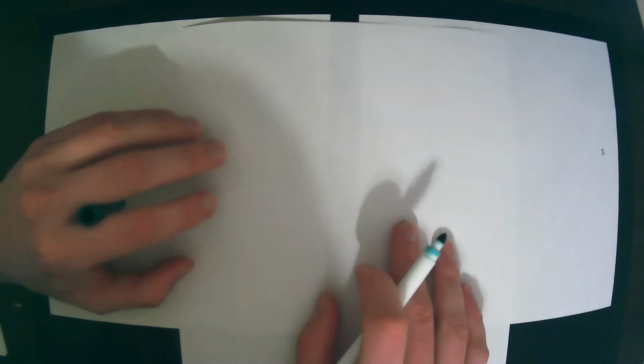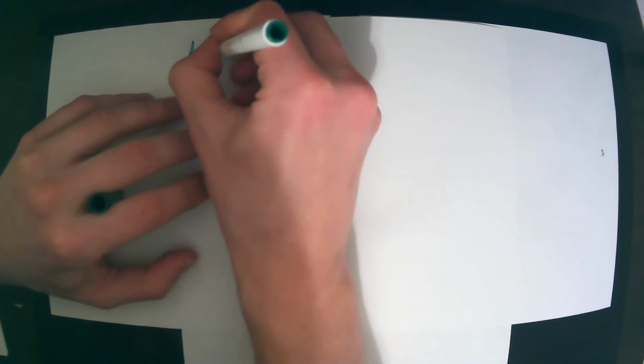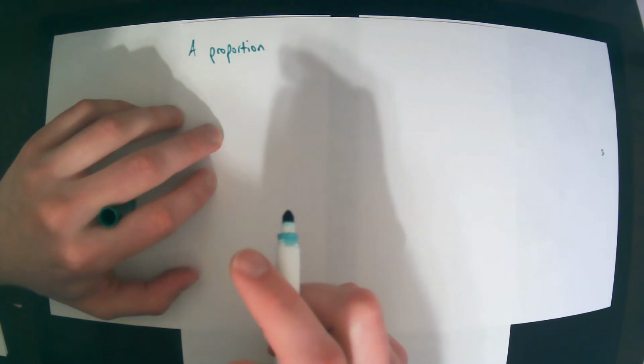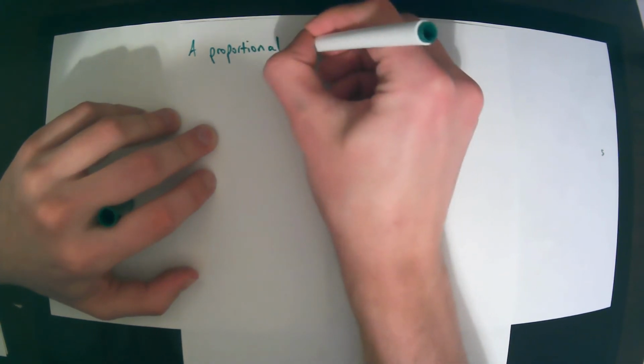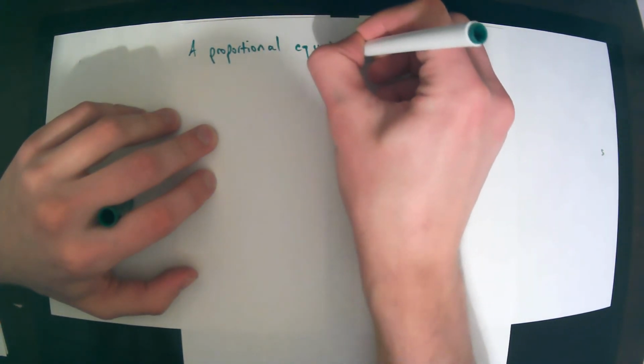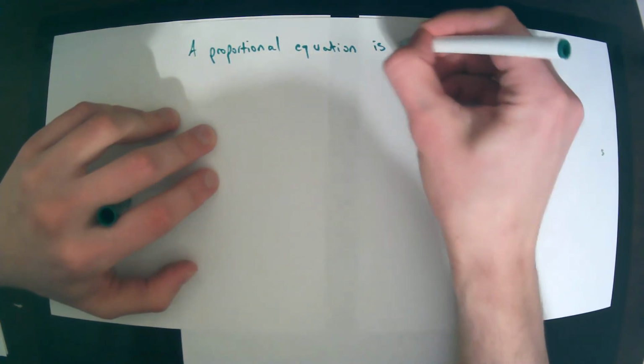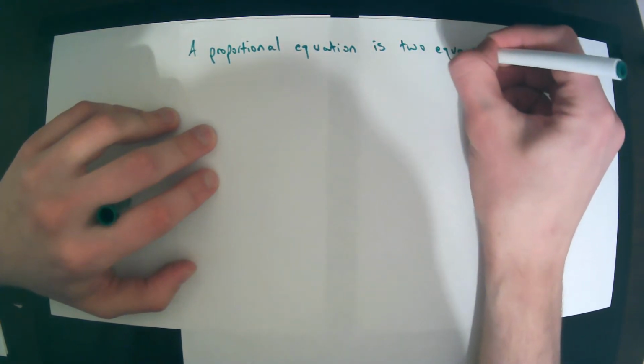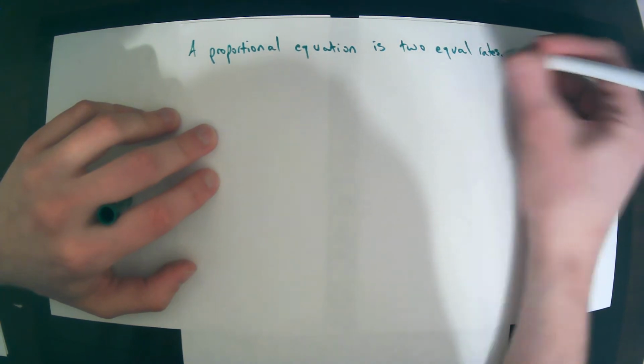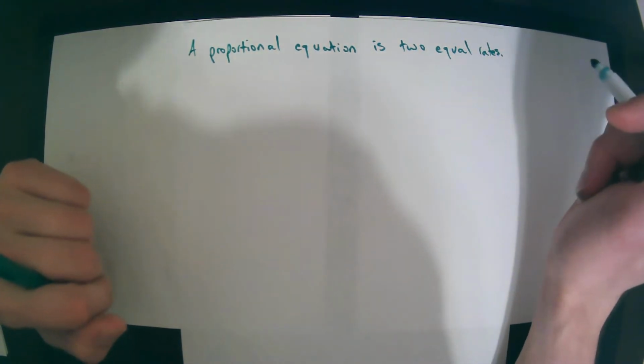All right, let's talk about one of the most useful techniques that comes from math with fractions, which is solving proportions. Okay, a proportion is easy. At least its definition is: a proportional equation is just two equal rates. They don't even have to be rates, it's two equal fractions, but in particular we're dealing with rates. So we're going to say two equal rates.